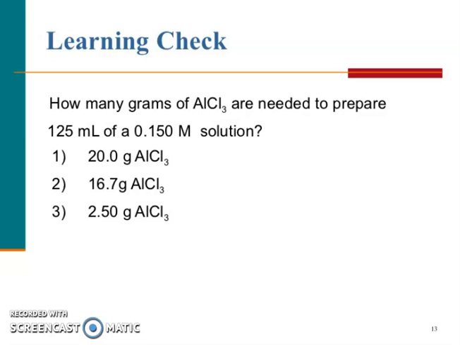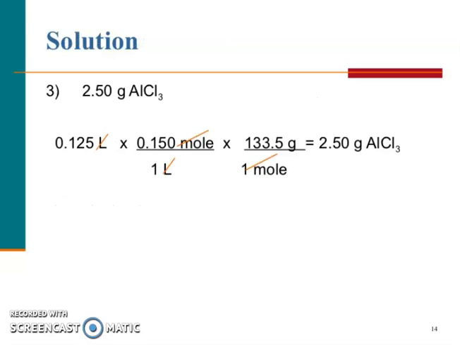This is your requirement. Learning check. How many grams of AlCl3 are needed to prepare 125 milliliters of a 0.150 molar solution? The answer is 2.50 grams aluminum chloride: 0.125 liter multiplied by 0.150 moles over 1 liter multiplied by 133.5 grams over 1 mole is equal to 2.50 grams AlCl3.